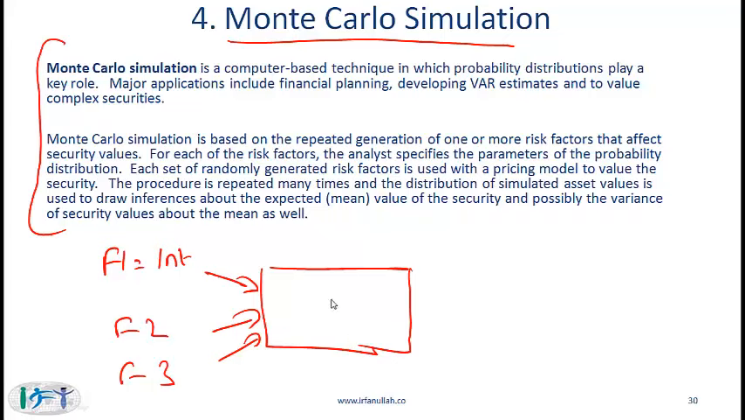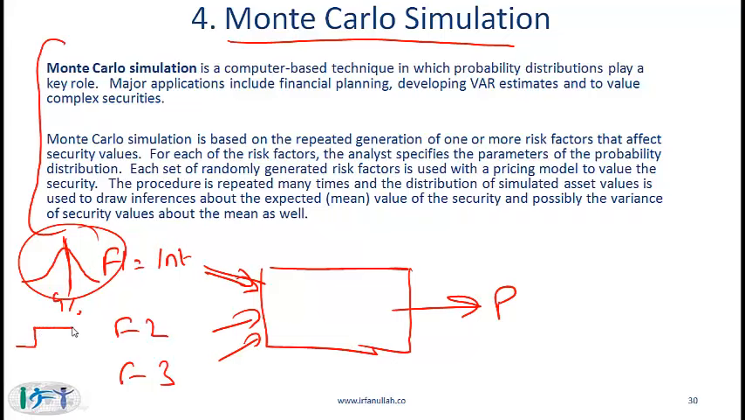Then there is a certain model that you apply, and you come up with the price of the security based on the model. What Monte Carlo simulation allows us to do is predict or project different possible values for the interest rate. So you tell your computer system, which is where the simulation is going to happen, that for interest rates you are expecting a certain value of say 4%, and there is a certain distribution. So you feed this distribution into the computer. Similarly, you feed the distributions for factors 2 and 3. So whatever you feel the appropriate distribution might be, you enter all this into the computer.